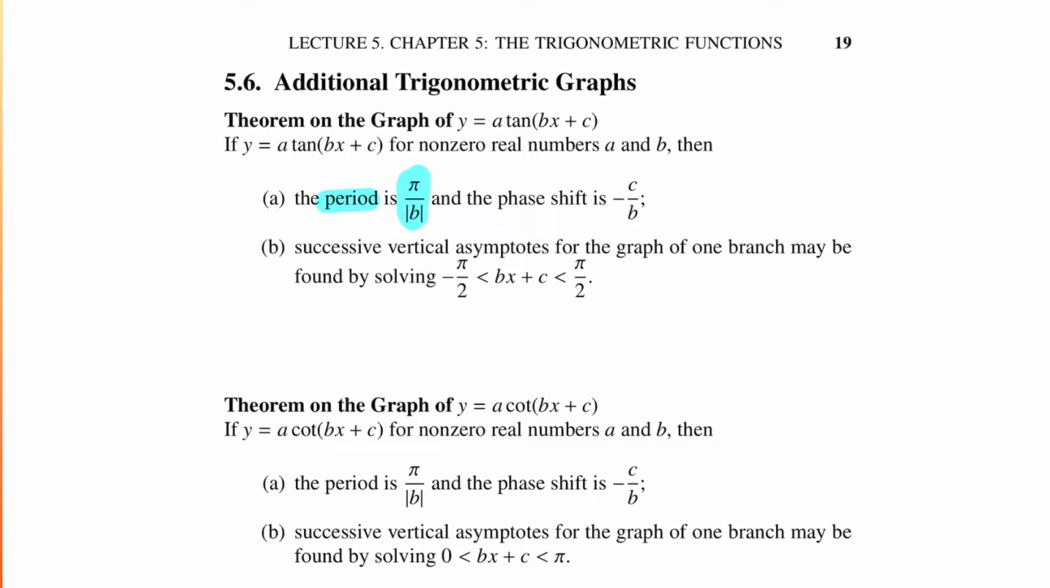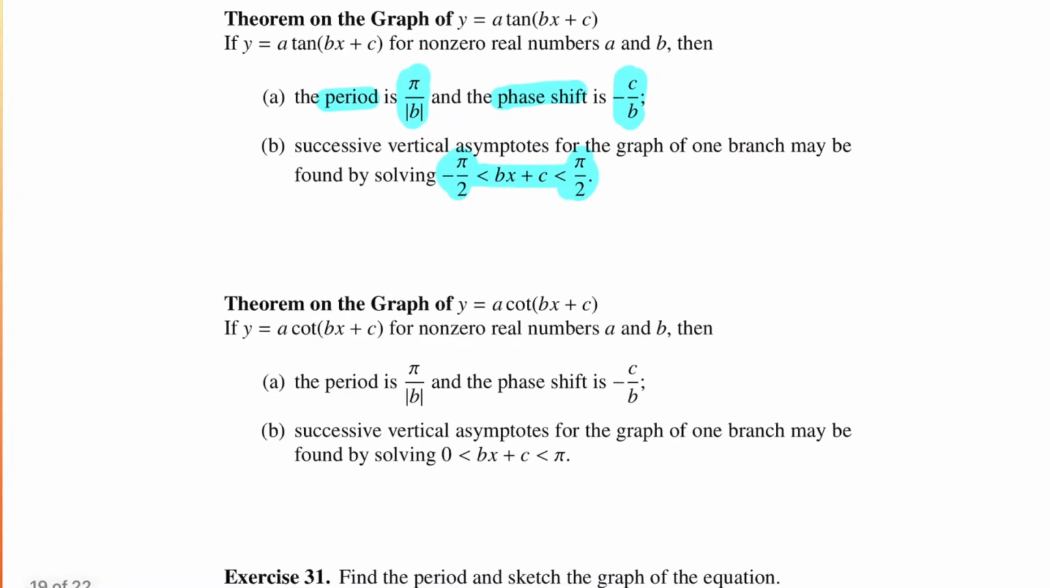This time the period is pi over absolute value of b, not 2 pi. And there's a phase shift as well, negative c over b, that's the same formula. This time the vertical asymptotes are at negative pi over 2 and positive pi over 2. So our inequality is not going to go from 0 to 2 pi for these graphs. For tangent, the endpoints of the inequality are negative pi over 2 and positive pi over 2. So that's an important distinction.